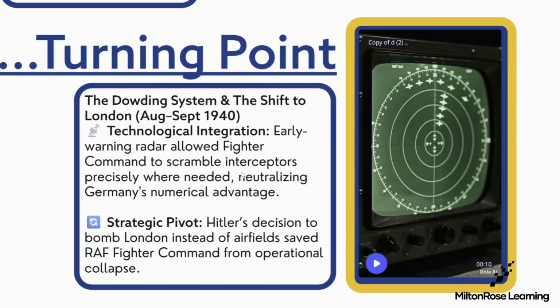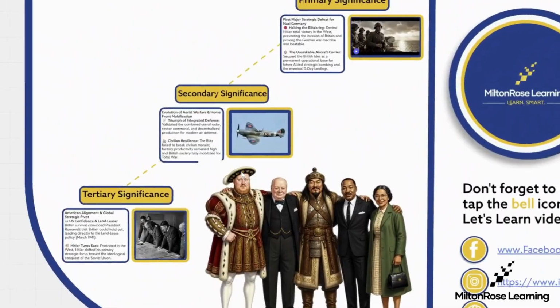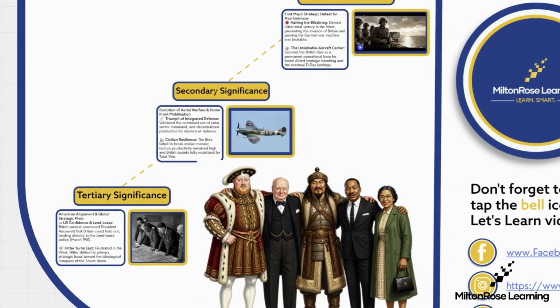Okay, so I do think that was a big turning point, and thankfully one of Hitler's biggest mistakes. Okay, so what was the impact of the Battle of Britain and the Blitz on London?